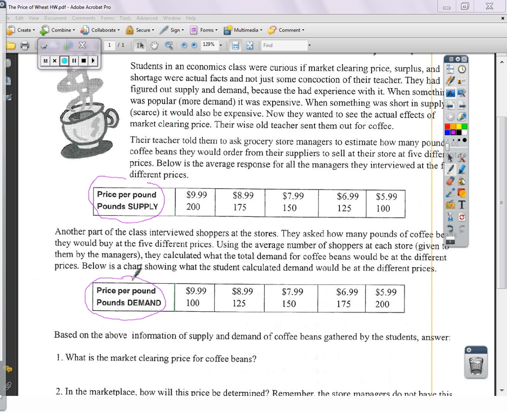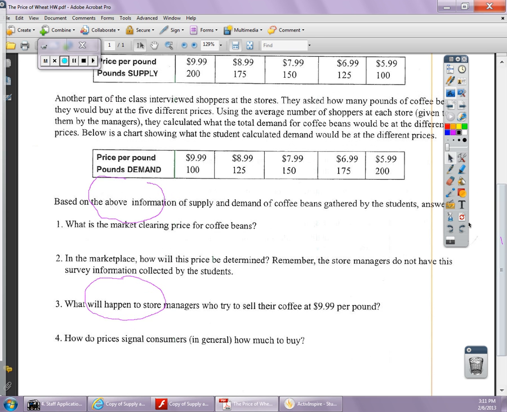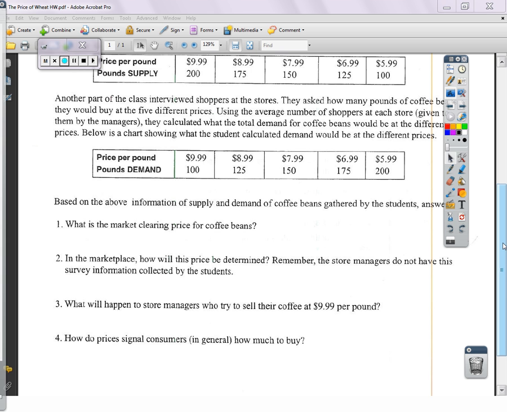Okay. So on the back of this paper, you're going to create the chart. From the chart that you create with the supply line and the demand line, you will be able to answer these questions that follow. And that's where you will receive your grade.